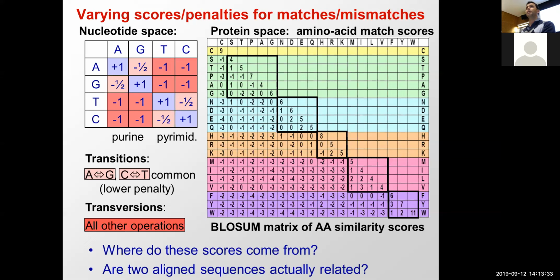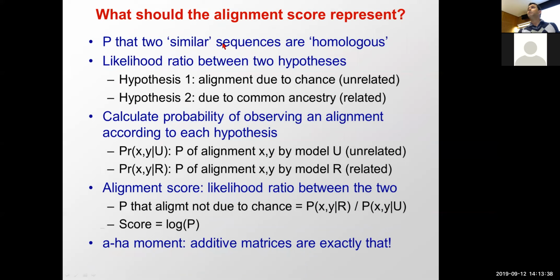Let's talk about the probability that two similar sequences are in fact homologous, i.e. have an evolutionary common ancestry. And that's going to be the likelihood ratio between two hypotheses. Hypothesis one is that the alignment is simply due to chance, that the two sequences are unrelated. Hypothesis number two is that the two sequences are due to a common ancestry. In fact, that they're related, okay? And now we're going to calculate the ratio of these two hypotheses. Basically, the probability of X and Y being aligned the way that they're aligned given the related model, versus the probability that X and Y are aligned exactly where they're aligned given some random, unrelated model.